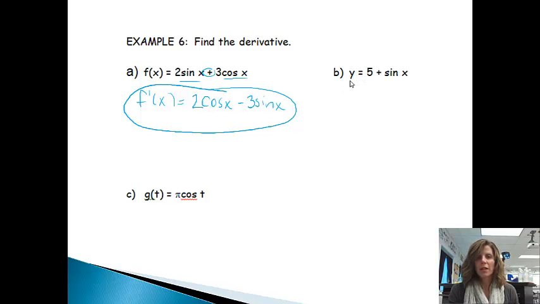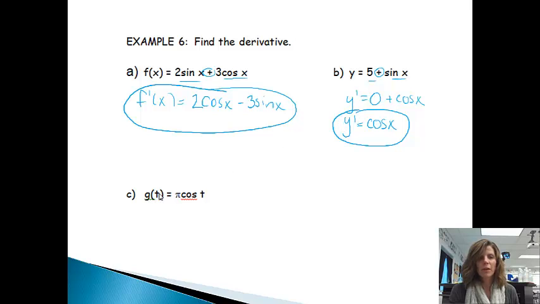Okay, the next example, find the derivative of y equals 5 plus sine x. Again, since there's a plus sign, we'll take the derivative of each part separately. So y prime equals the derivative of 5, since it's a constant, is just 0. And then the derivative of sine we found out was equal to cosine x. So my derivative is equal to cosine x.